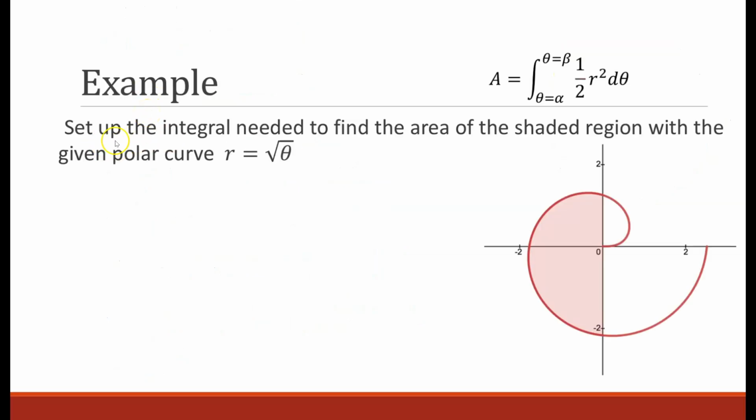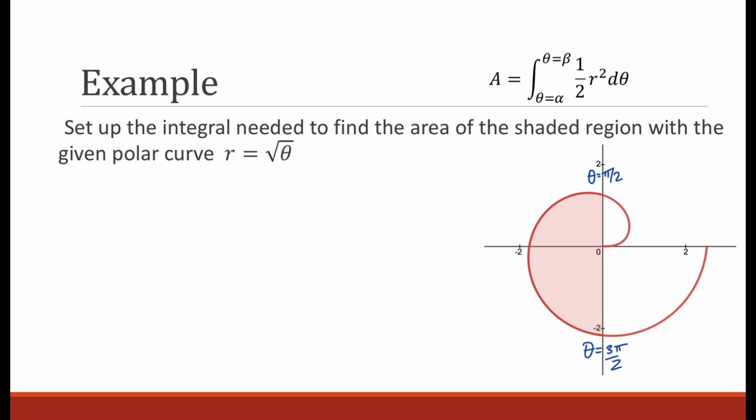In this next example, we'll just set up the integral needed to find the area of the shaded region, with the given polar curve, r equals the square root of theta. So we can see this looks like a bit of a spiral, but we're only being asked to find the area of the shaded region, and that's the part here that's on the left side of the y-axis. So we need to figure out what angles to use for our area formula. So the area extends from theta equal to pi over 2, and then we're going all the way around down here to this angle of 3 pi over 2.